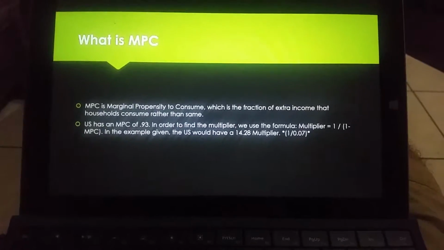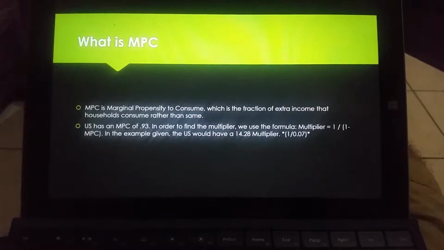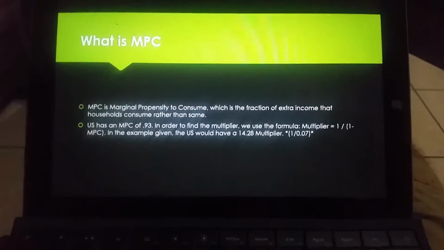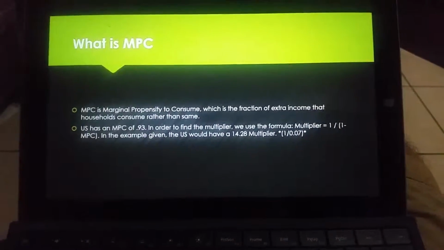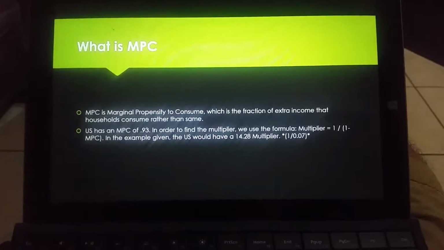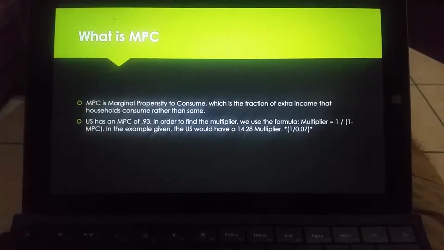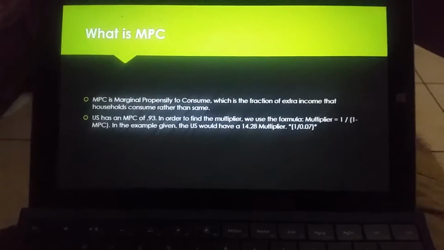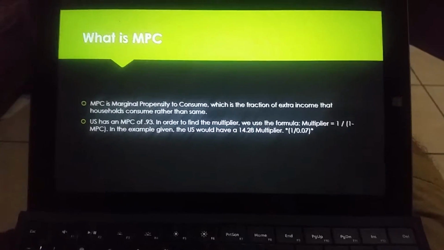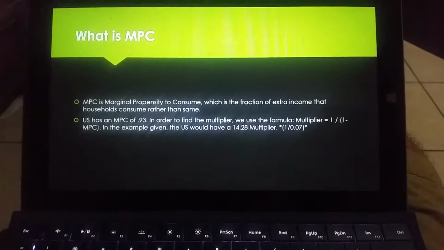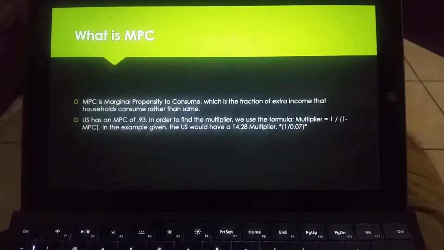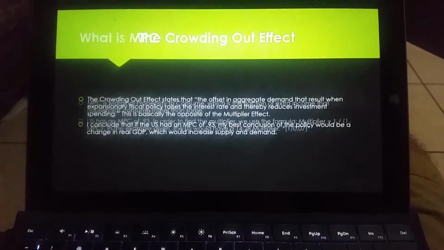What is MPC? MPC is marginal propensity to consume, which is the fraction of extra income that households consume rather than save. The U.S. has an MPC of 0.93. In order to find the multiplier, we use the formula: multiplier equals 1 divided by 1 minus MPC. In the example given, the U.S. would have a 14.28 multiplier.